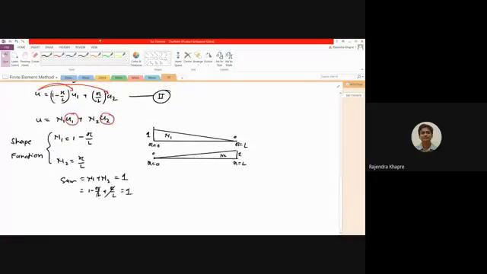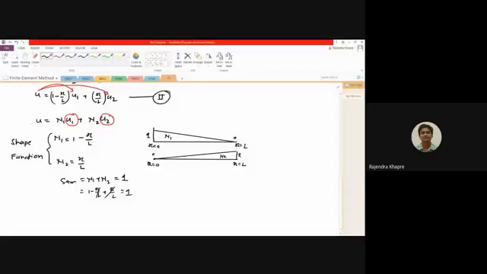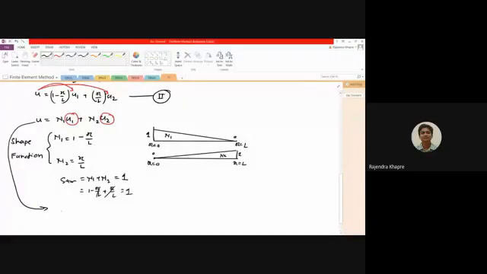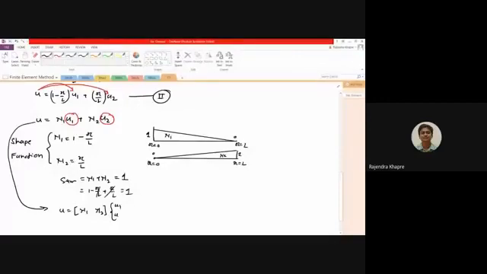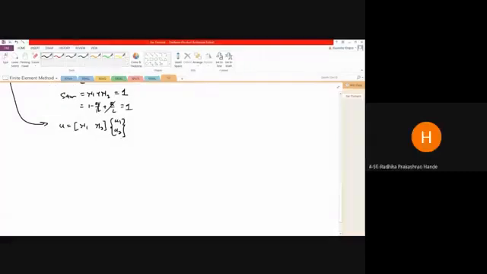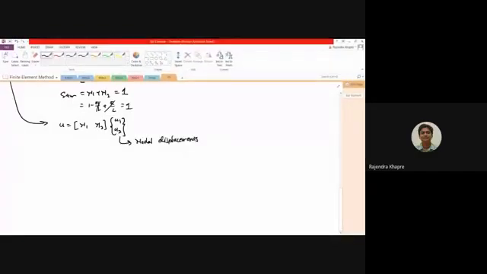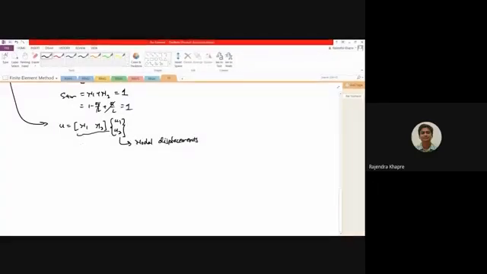In the finite element method, we generally write the entire thing in the form of a matrix. So the same expression, this u, can now be written in the form of a matrix, that is n1 n2, multiplied by u1 and u2. Now remember always over here, these u1 and u2 are nothing but nodal displacements, and this is nothing but your shape functions.